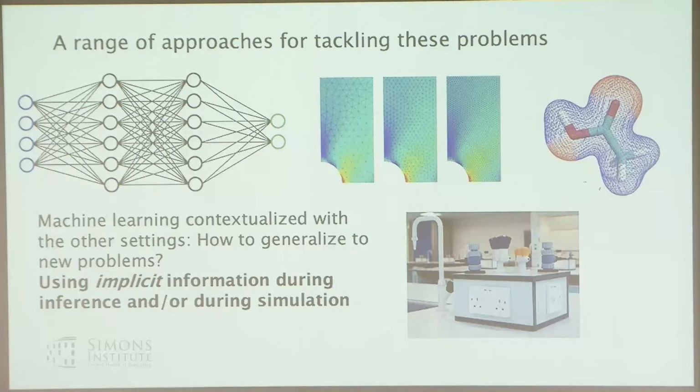The theme of this talk is really going to be about how we can use implicit information that we might get from things like numerical methods during inference and during simulation time. I wouldn't say it's cheating, but we are keeping in mind that there are distribution shifts going on when we actually deploy these methods. And so how can we account for that during our training process itself?